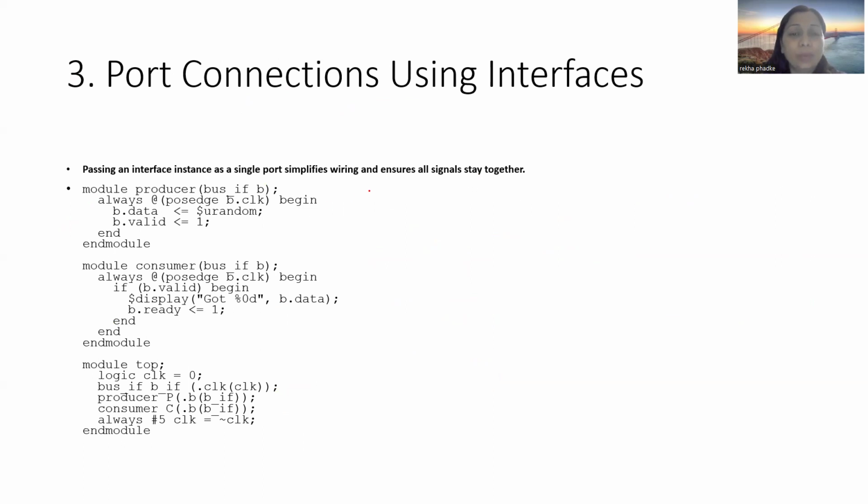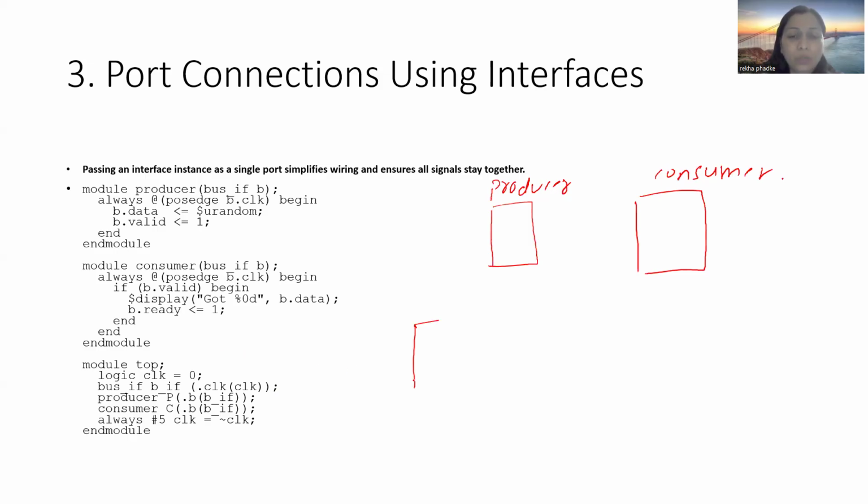So how do you do port connections using interfaces? We'll just take one bigger example and understand the concept, okay? So I have here a module by name producer. I have another module by name consumer, right? So I need an interface to the producer. I need an interface to the consumer. See, what do I do? I need some port list for each of these, right?